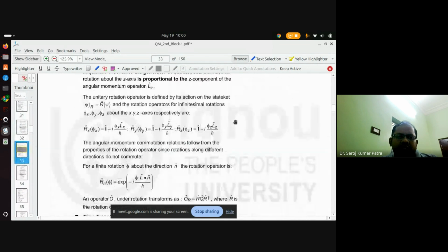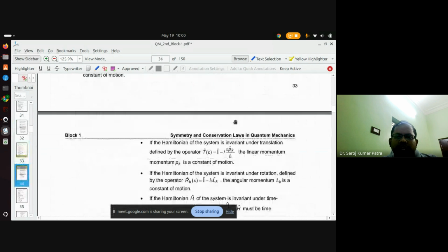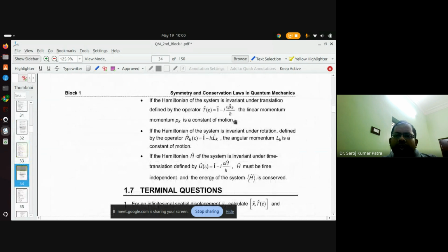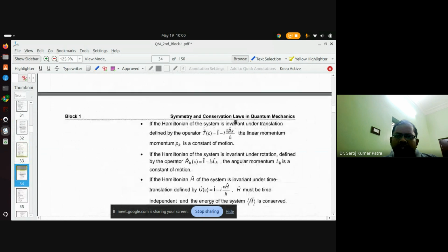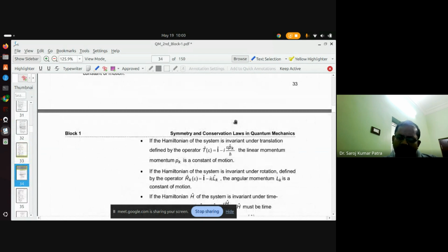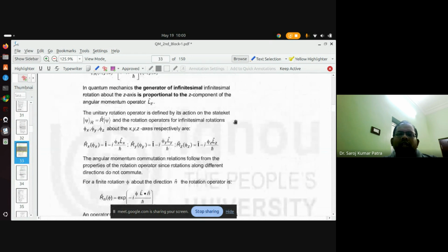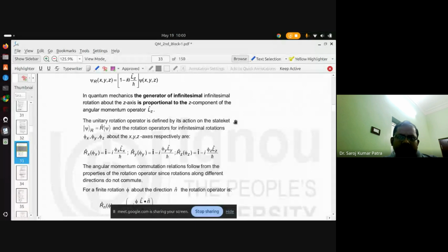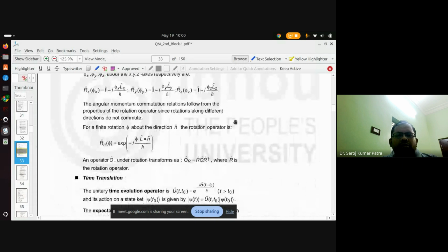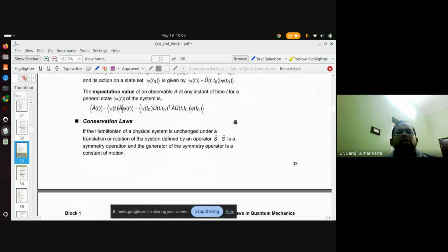What we just discussed, in general, is an operator S of the form I minus i ε K, where K is called the generator. So for translation, P is the generator. For rotation, the z component of angular momentum is the generator, and for time translation, the Hamiltonian is the generator.